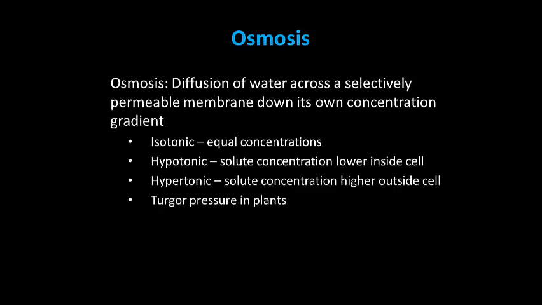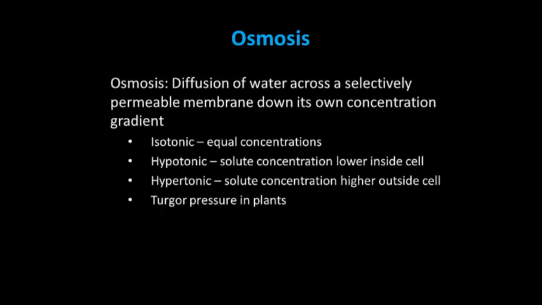Now, osmosis is a specific type of diffusion, and it refers specifically to water moving across a selectively permeable membrane. There's three specific terms you need to know about when we talk about osmosis. One term is isotonic, and that's when you have equal concentrations of water inside and outside of a cell. In that particular case, your water molecules are still moving back and forth, but the net movement, or the overall movement of molecules, is zero.